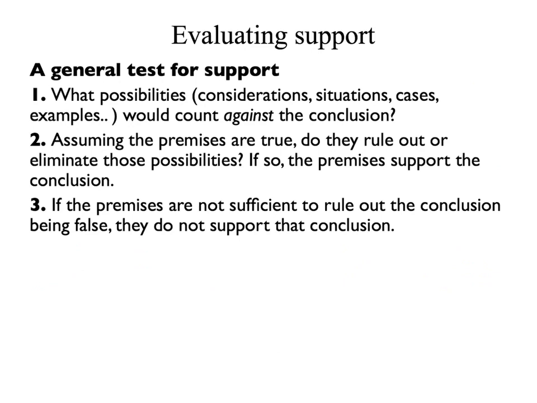Then look at the premises and ask yourself the question, well, supposing those premises were true, would they rule out or eliminate those possibilities or considerations or arguments that count against the conclusion? If they do, if the premises are enough to rule out different ways in which the conclusion could be false, then the premises do support the conclusion. On the other hand, if the premises are not sufficient to eliminate the considerations that count against the conclusion, then they don't support it.